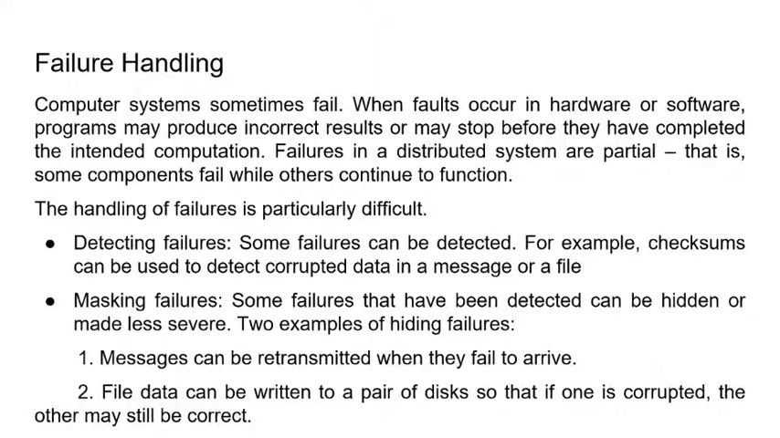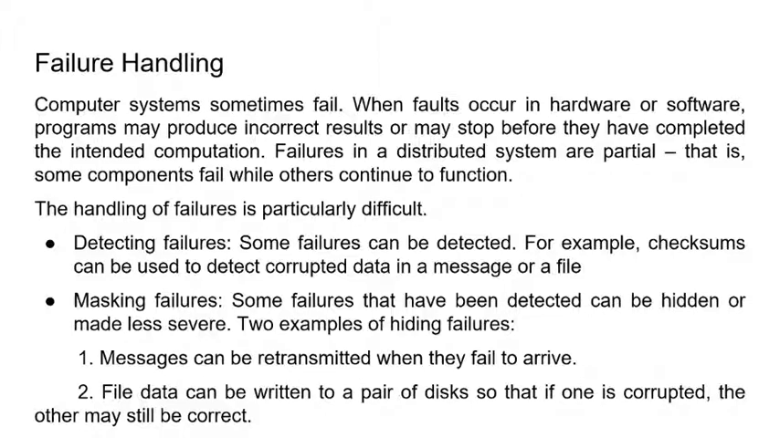We have already discussed it as an important characteristic of a distributed system. Failures must be addressed, and they must be detected, masked, or handled properly. Computer systems sometimes fail. When faults occur in hardware or software, programs may produce incorrect results or may stop before they have completed the intended computation. Failures in a distributed system are partial, that is, some components fail while others continue to function. That is an important characteristic of a distributed system.